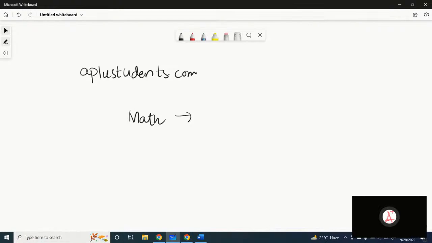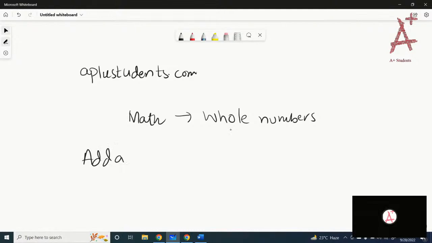and we are working on the first chapter, that is whole numbers. And the topic we are going to start with is add and subtract whole numbers word problems. We are going to start with add and subtract whole numbers word problem.